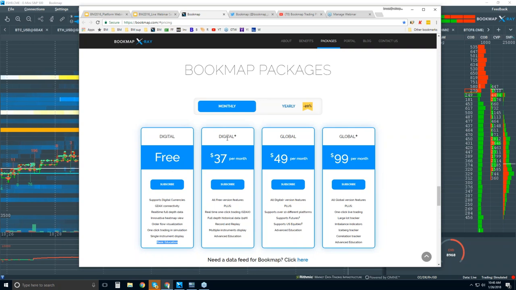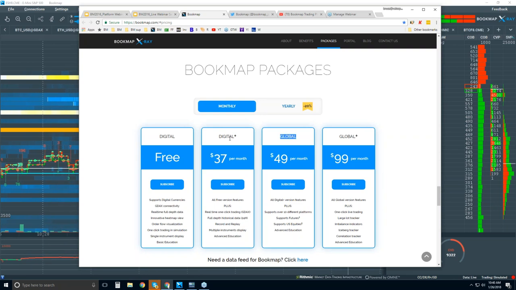The Digital Plus here, you can see it's $37 per month, and what you get with that is the ability to trade right from the chart using the one-click trading, and you get to record and replay the data, as well as multiple instruments. So you can look at and access up to 20 instruments from GDAX. You also get the advanced education and you get the support, okay, full support.